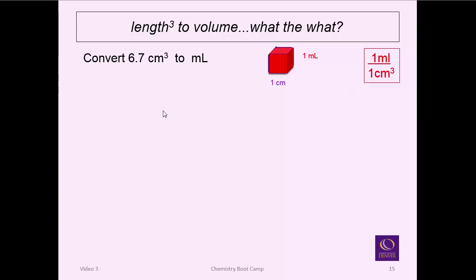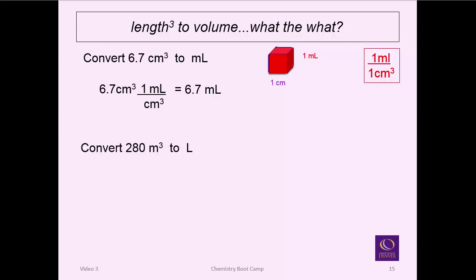All right, so let's continue our problem. You're starting with 6.7 cubic centimeters. So it's already in the magic unit here. So we can use our newly found conversion factor, plug that in such a way that the units cancel, and you basically have 6.7 milliliters.